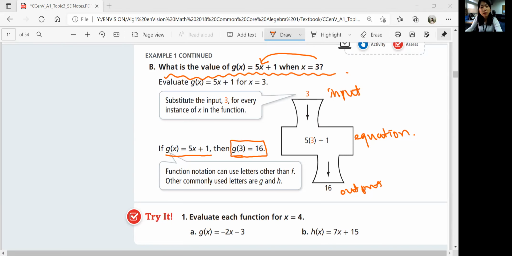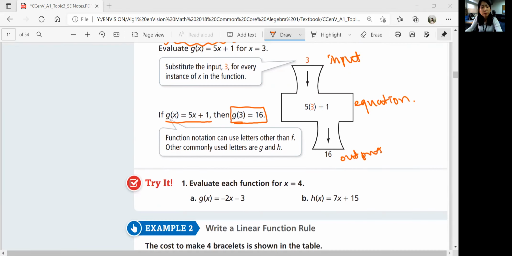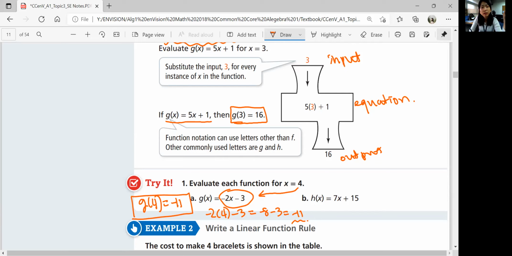Evaluate each function for x equals 4. g of x is equal to negative 2x minus 3. So you're going to use that equation and figure out what your output is when you put in an input of 4. Negative 2 times 4 minus 3 would be negative 8 minus 3, and that's negative 11. So your output is negative 11. How do you write that as an answer in function notation? g of 4 is equal to negative 11 would be the correct notation and the answer.